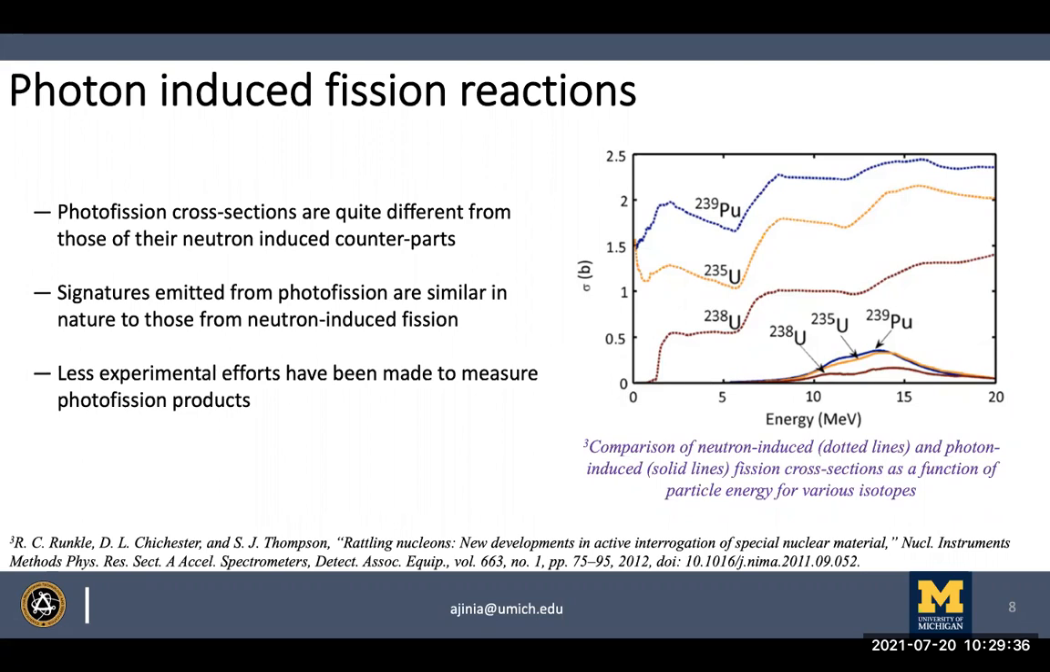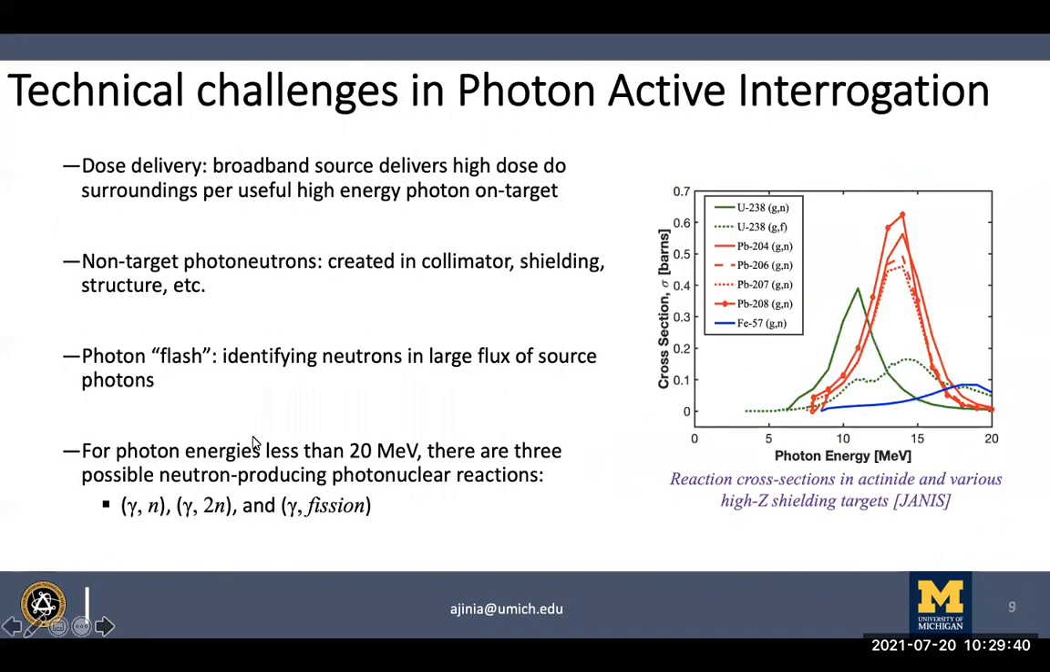Okay, so let's continue. I want to continue a little bit more on the photon active interrogation and talk about some of the challenges that are present when we are trying to do photon active interrogation.